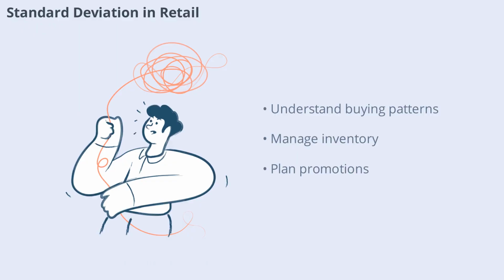Retailers monitor standard deviation in sales data to understand customer buying patterns. Low standard deviation means sales are steady, while high standard deviation could indicate seasonal trends or unpredictable demand. This helps retailers manage inventory and plan promotions effectively.